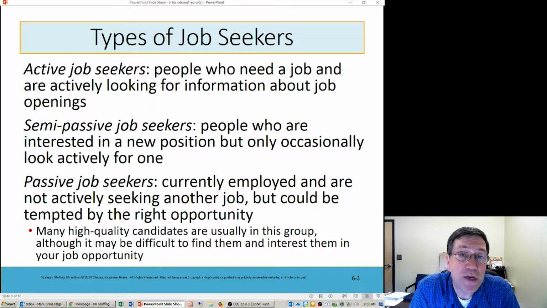So what we know about active job seekers is that the old saying of beggars can't be choosers kind of applies here. If we've got somebody applying for our job who's an active job seeker, they're going to be a lot more flexible in terms of what we offer them. We might be able to hire an active job seeker for less money than we would have to offer to hire somebody who already has a job. And that kind of makes sense.